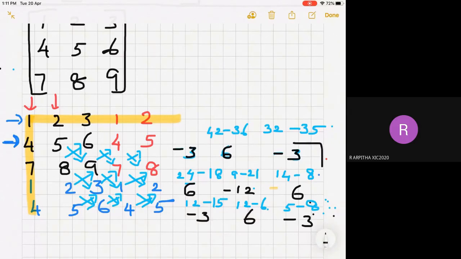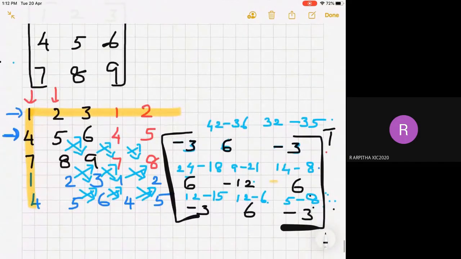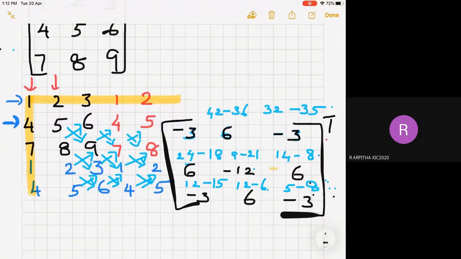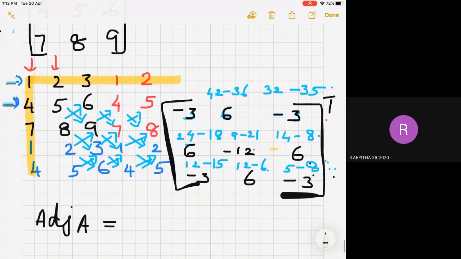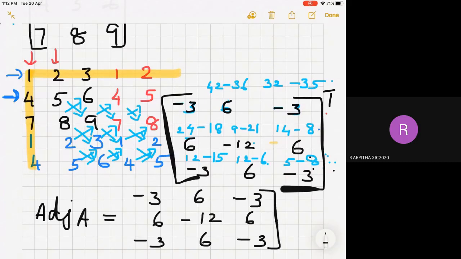So you are getting a matrix, and this matrix is the same as the previous one, and take the transpose of that, that becomes the adjoint. Adjoint of A is, now take the transpose of this: minus 3, 6, minus 3, 6, minus 12, 6, minus 3, 6, minus 3. So the same answer you are getting. And here, if you are very careful with copying the rows and columns, fewer mistakes come.